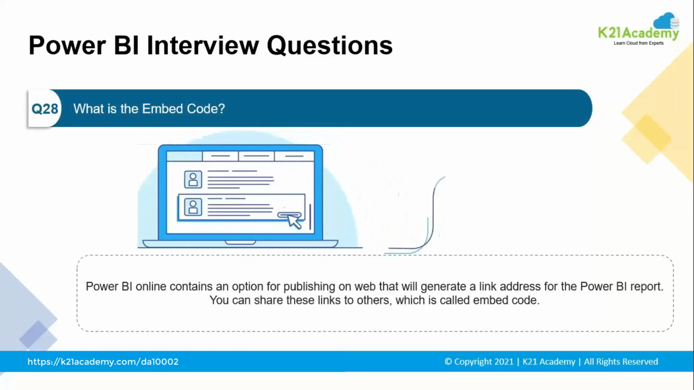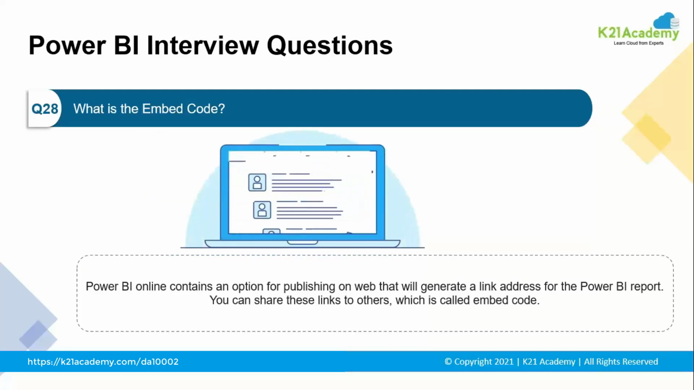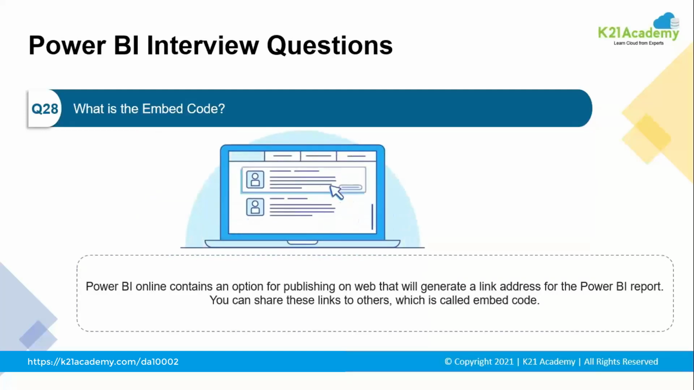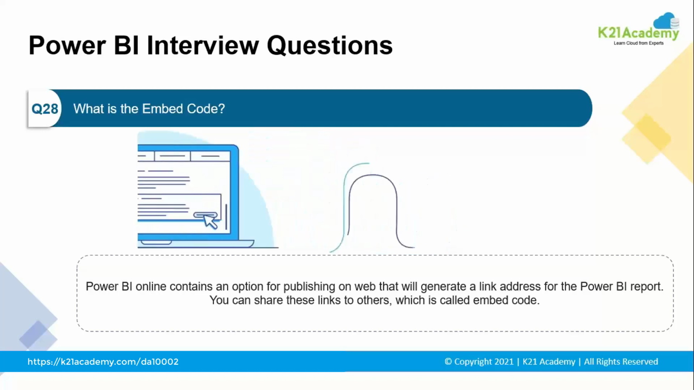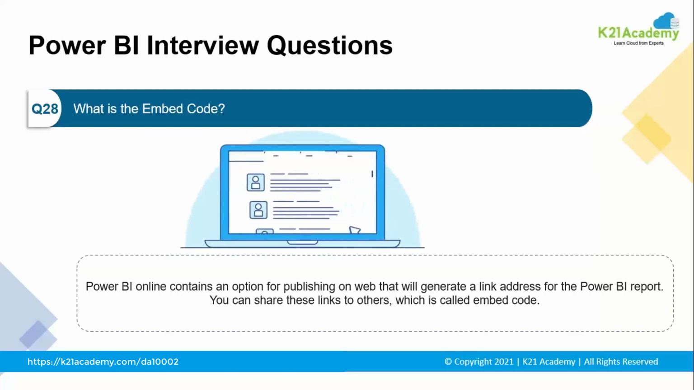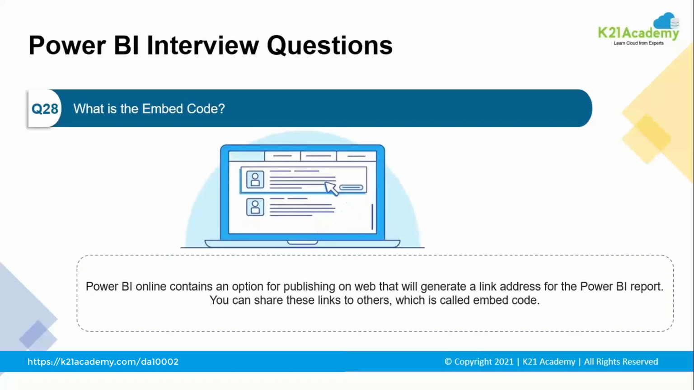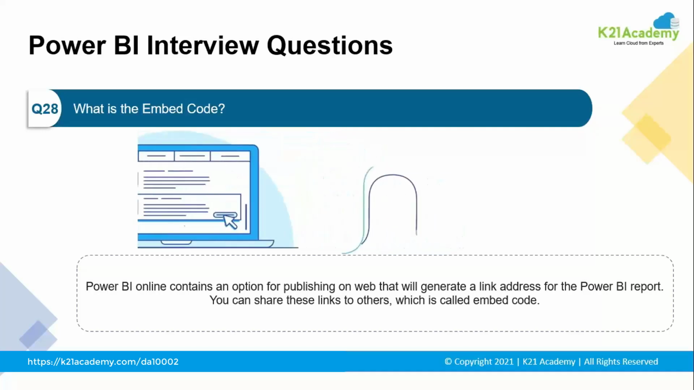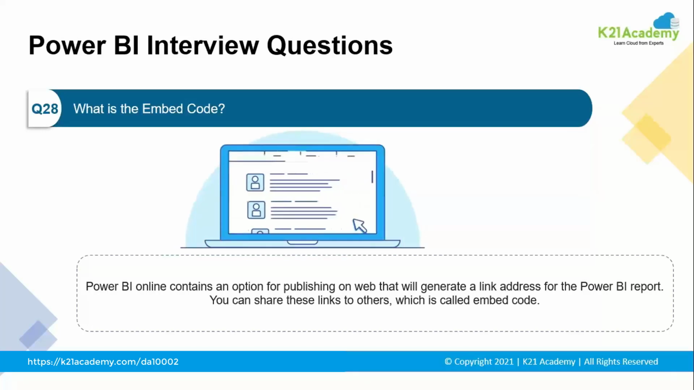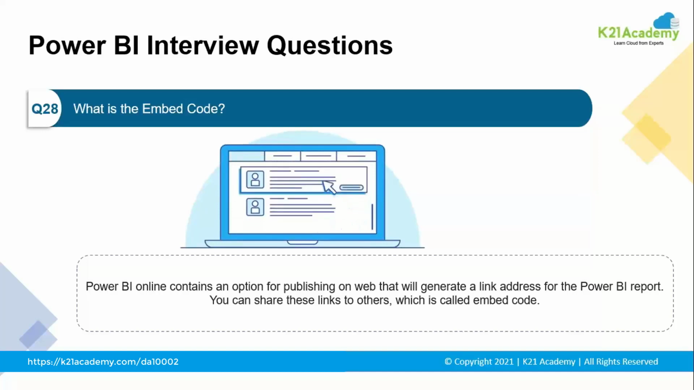So moving on to the next one, what is embedded code? Well, Power BI Online contains a publish-to-web option that generates a link for a Power BI report. What I'm trying to say here is that every time you have created a report, Power BI helps you create a web link. Using this web link, you can share it with others, and this link is called embedded code.